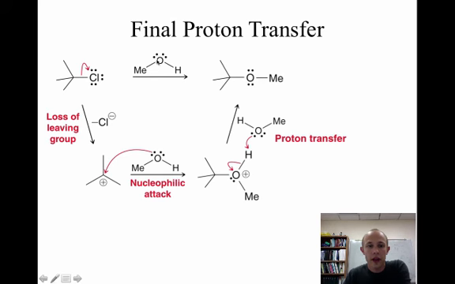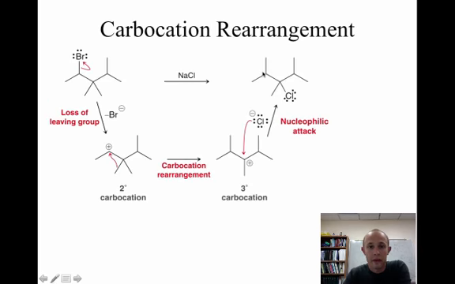We can do this with an alcohol as well. It's the same series of steps. Leaving group leaves, alcohol attacks, and the proton is transferred to the solvent to give our final product.